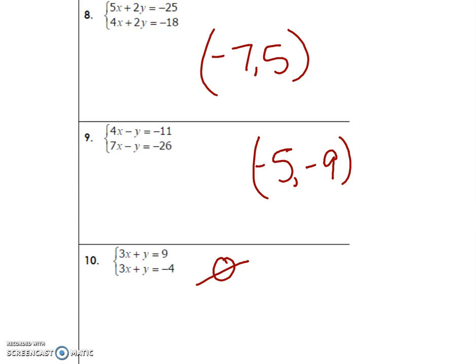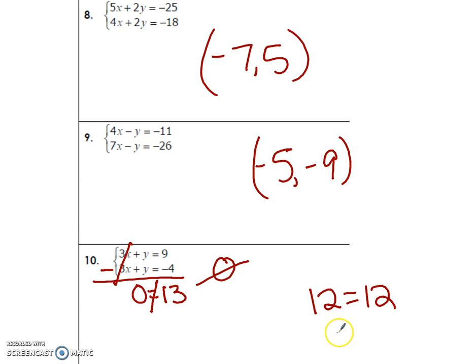Now let's talk about no solution for just a second. Okay, so if we subtract these, 3x minus 3x cancels. y minus y cancels, giving us 0 equals 9 minus negative 14, so you add it and we get 13. 0 does not equal 13, so that's why it's a no solution. Remember, if we were to get something that looked like 12 equals 12, that's an infinite solution. So if it's true, it's infinitely many. If it's not, it's no solution. All right, so let's go on to your next page of notes.